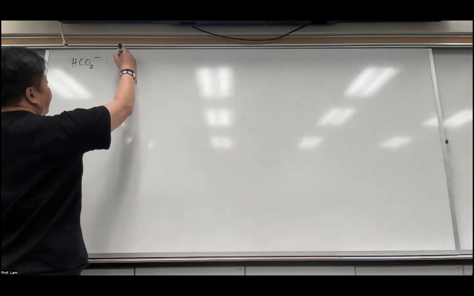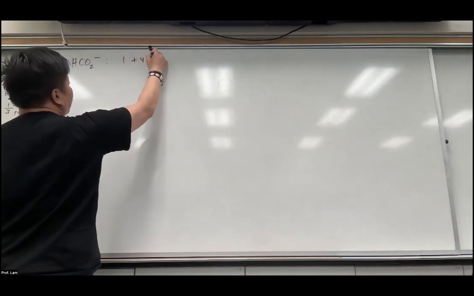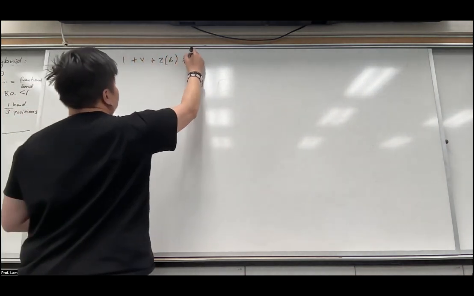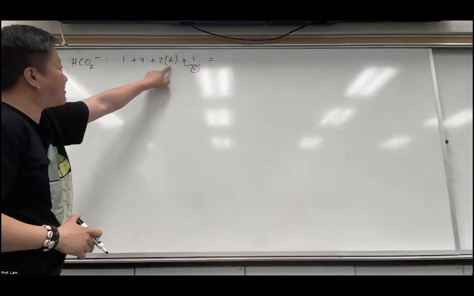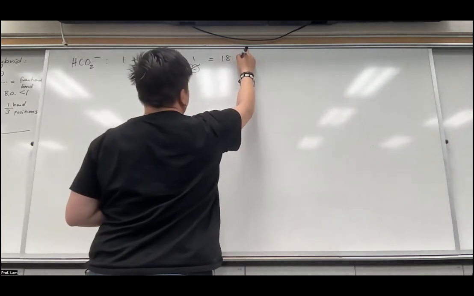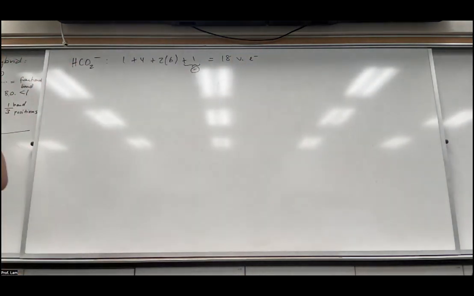HCO2 negative. All right, let's count up the total number of valence electrons. That's 1 plus 4 plus 2 times 6, and then plus 1 because of that negative charge, right? So that's 13 plus 5 is 18 valence electrons.